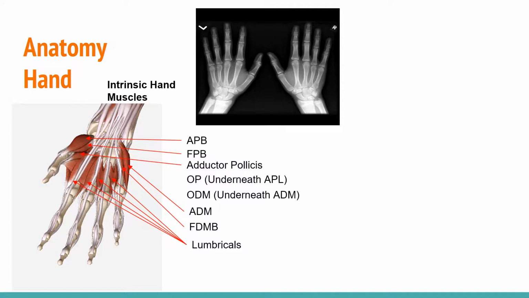When talking about the hand anatomy, we must also keep in mind that there are multiple groups of muscles in the hand. One group is the intrinsic hand muscles. Intrinsic basically means that the muscle both originates and inserts within the hand, and those muscles are listed here. They are the abductor pollicis brevis, flexor pollicis brevis, adductor pollicis, and opponens pollicis. These four muscles make up the thenar eminence. And then you have the opponens digiti minimi, abductor digiti minimi, and flexor digiti minimi brevis. These three muscles make up the hypothenar eminence.